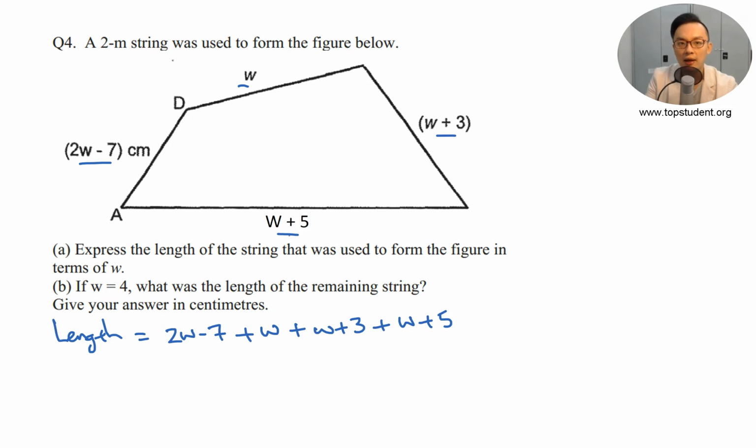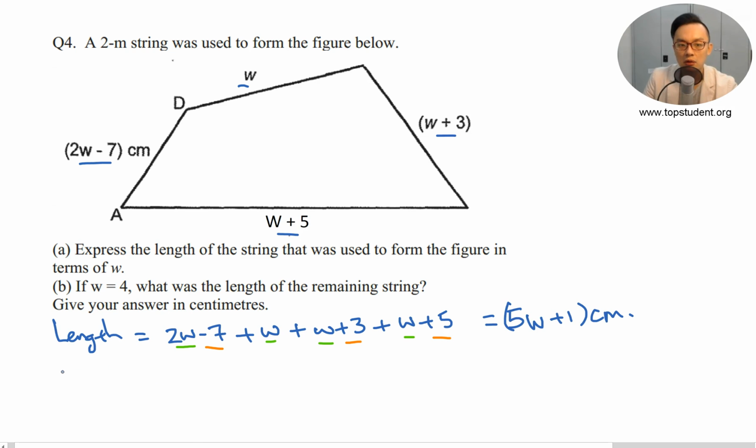So now what I'll do is I'll add up all the W's. So it's 2 plus 1 plus 1 plus 1, which is 5. And then after that, I will add up all the numbers, which is minus 7 plus 3 plus 5. If you're not comfortable with minus 7 plus 3 plus 5, you can take 5 plus 3, which is 8. 8 minus 7 is 1. So it's 5W plus 1 cm. The key thing to learn from this is that you need to add up the W's by itself, and then after that you add up the numbers by itself.